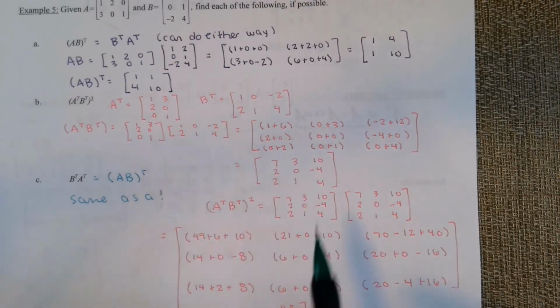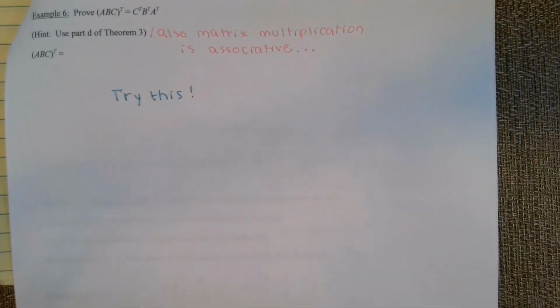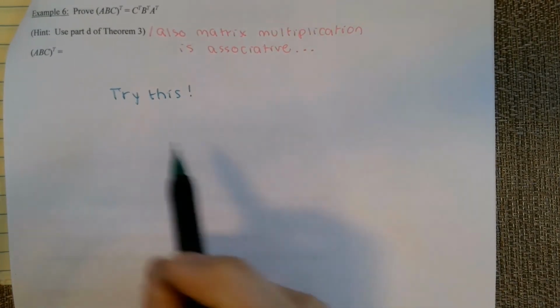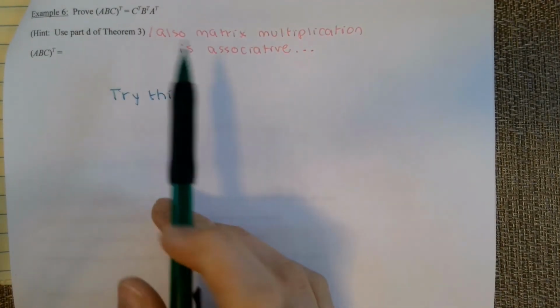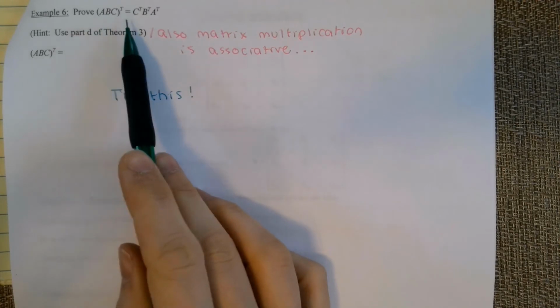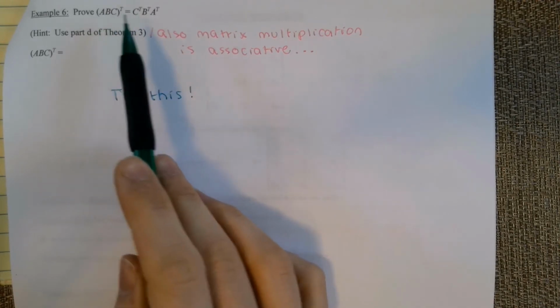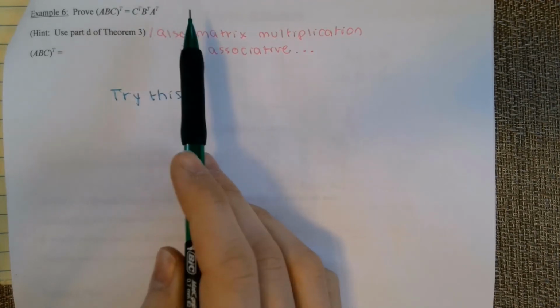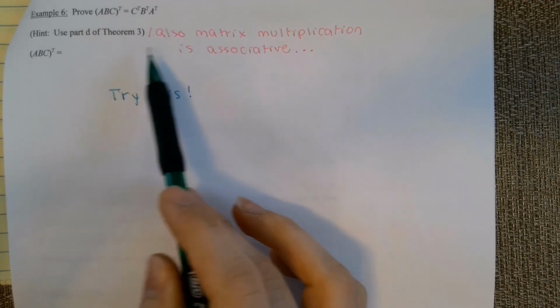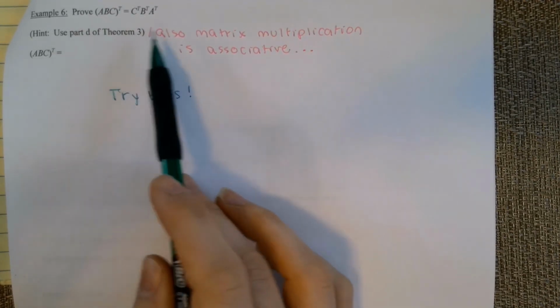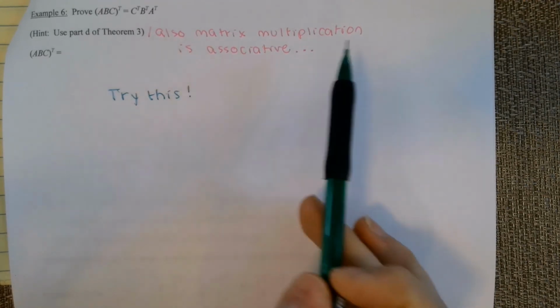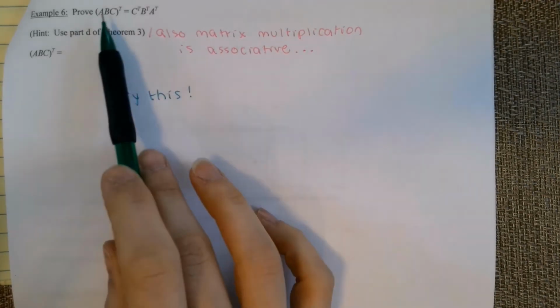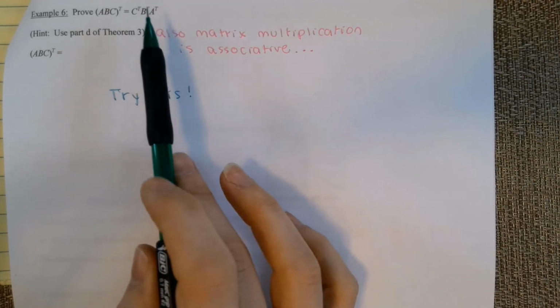Okay, one more proof. I would like you to try this if you can. Prove that multiplying three matrices and then taking the transpose is the same as taking each of their transposes and multiplying them in the opposite order. I've left you a hint here: use part D of theorem 3, and also that matrix multiplication is associative, meaning try to associate some of these together to see if you can get back to where you began.